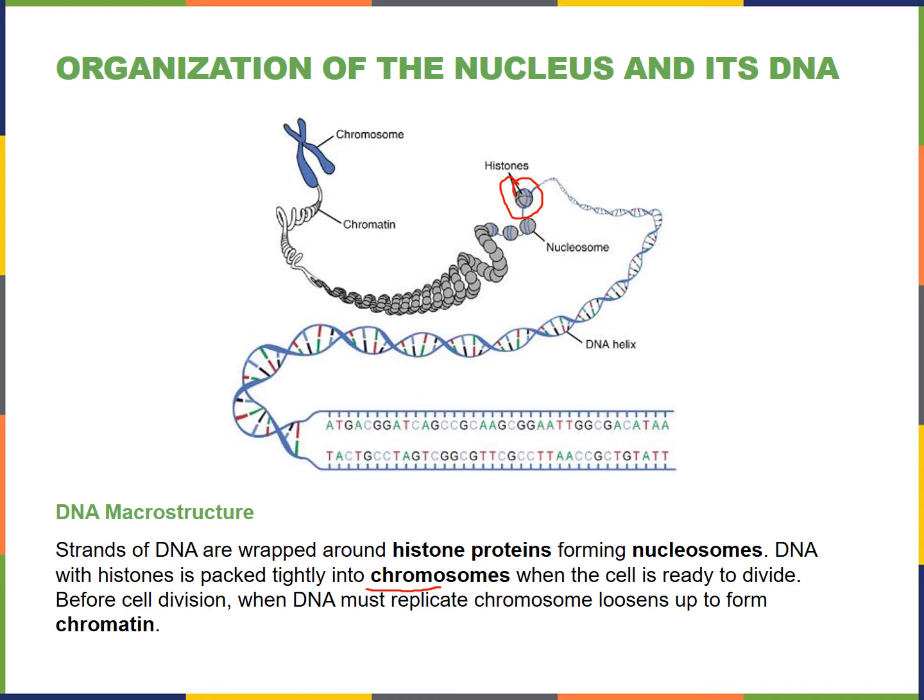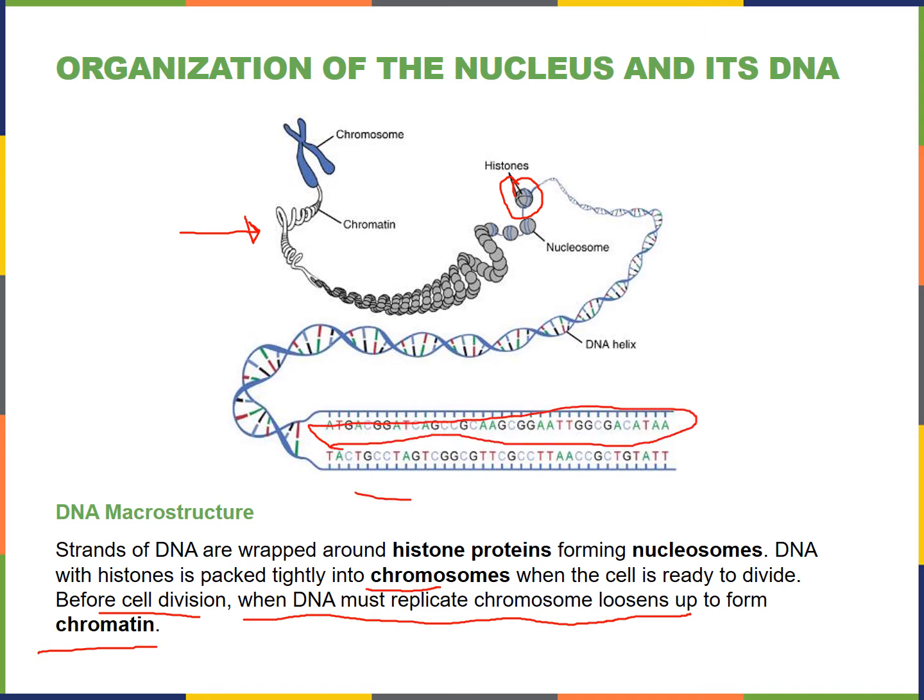When the cell is ready to divide, before cell division, when DNA must replicate, the chromosome loosens up to form chromatin. This one. So it's packed, and then you want to stretch it to start making a copy of the DNA, as you can see here. So take it from the chromosome, stretch it a little bit, and after that you unwind it to read a specific sequence or to make a copy of the strand.